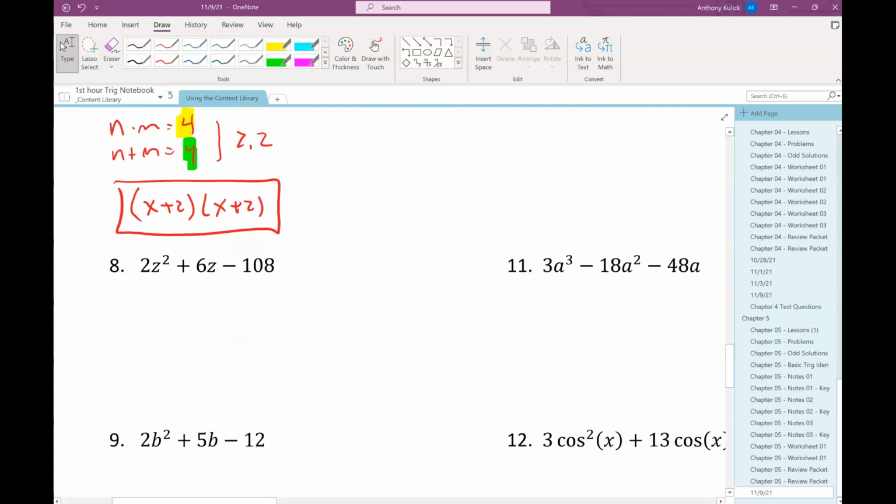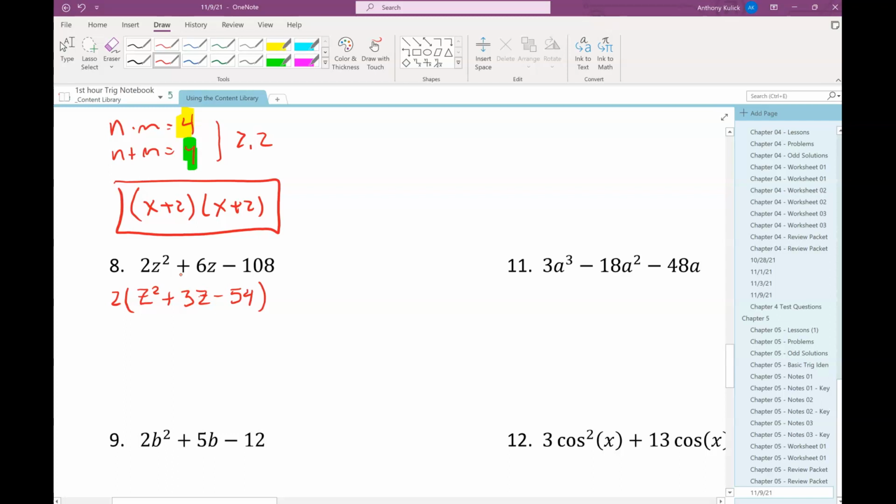Let's look at 8. First thing we look for is a greatest common factor. Is there a greatest common factor here? Yes. What is it? 2. When I pull that 2 out, what do I have? z squared plus 3z minus 54. Everybody good there? Now we're going to ignore the greatest common factor on the outside. That factoring part is done. It just comes along for the ride from here on out.